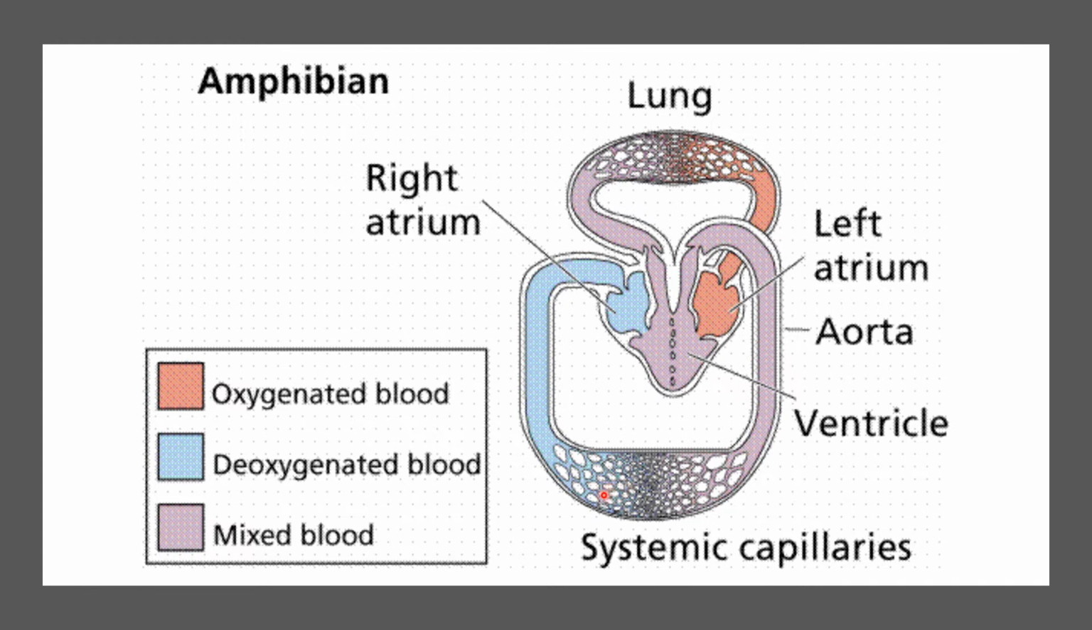Deoxygenated blood flows from the heart to the lungs and moist outer skin, where oxygen, which diffuses into the blood capillaries, changes deoxygenated blood to oxygenated blood.